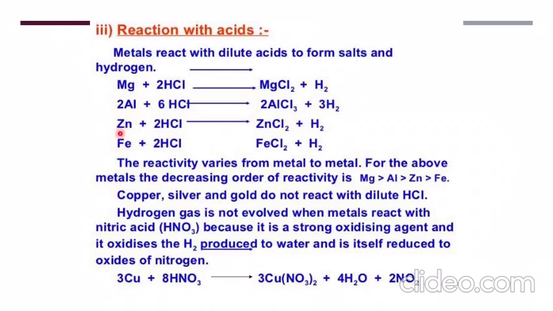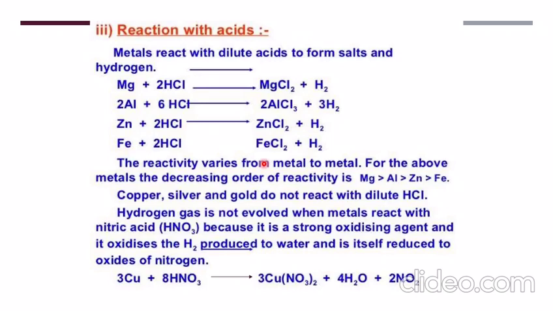Zinc reacts slowly with dilute hydrochloric acid to form zinc chloride, giving out hydrogen gas. What will be the reaction? Zn plus HCl gives ZnCl2 plus hydrogen gas. Similarly, iron reacts very slowly with dilute hydrochloric acid giving iron 2 chloride and hydrogen gas. The reaction is Fe plus HCl gives FeCl2 plus hydrogen gas.